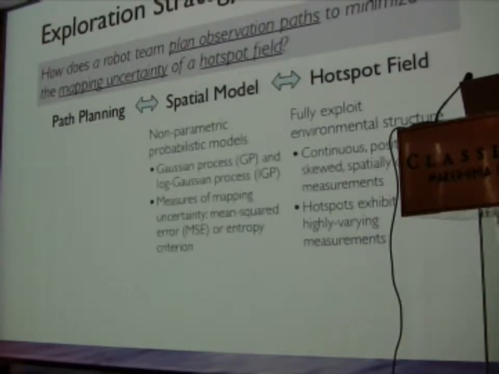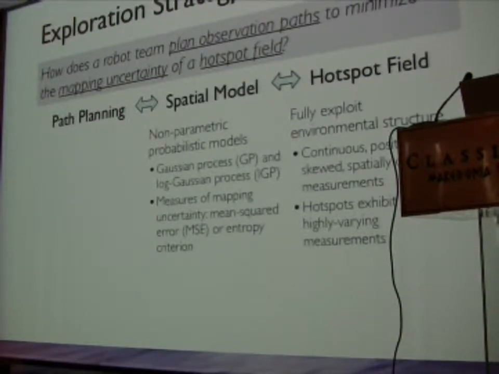So, the spatial model. In my research, I'm looking at this class of probabilistic models, such as the Gaussian process and the log Gaussian process. The good thing about these models is that they can capture continuous measurements and they can capture spatial correlation. Later, I'll show you how the log Gaussian process can be used to capture things like the positively skewed measurements. The other good thing about these models is that it's very easy to come up with formal measures of mapping uncertainty. For example, you can use the mean squared error criterion or the entropy criterion.